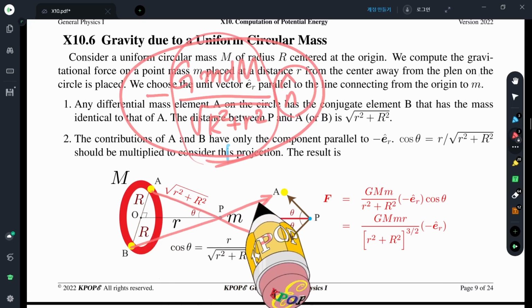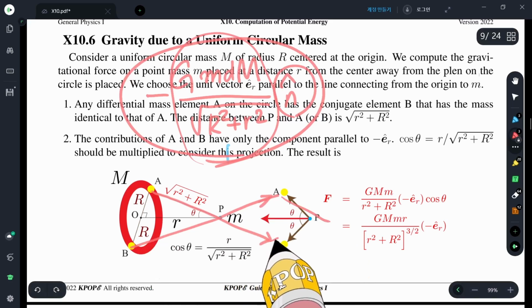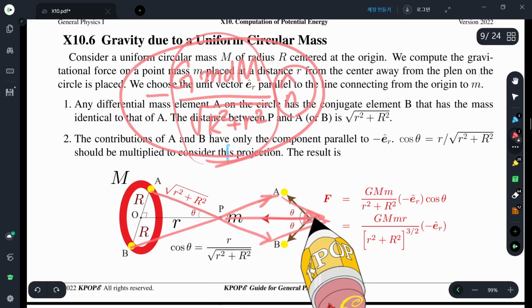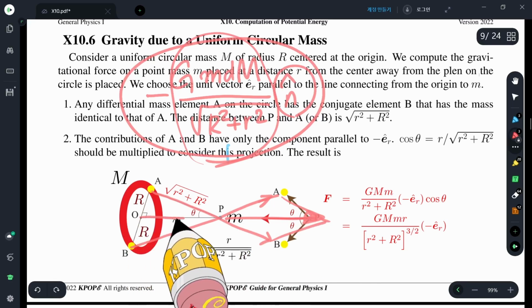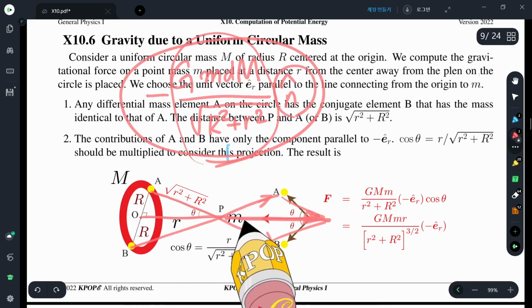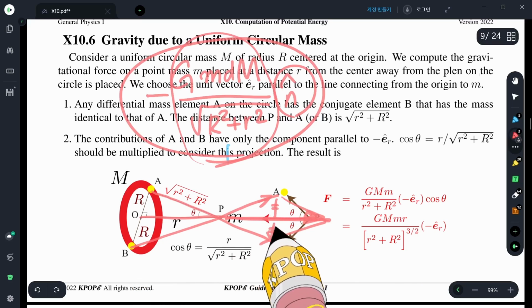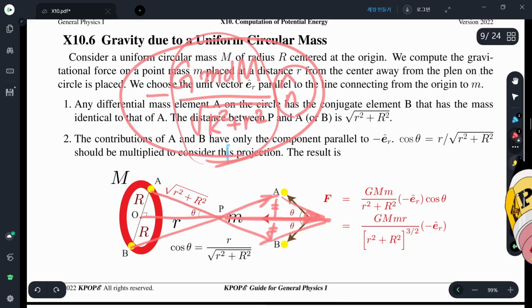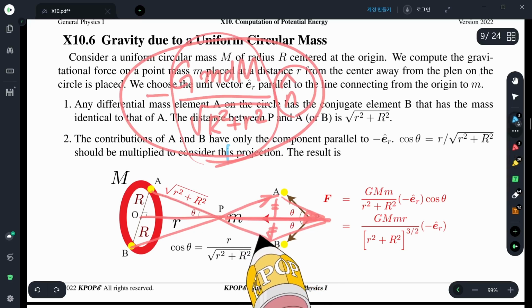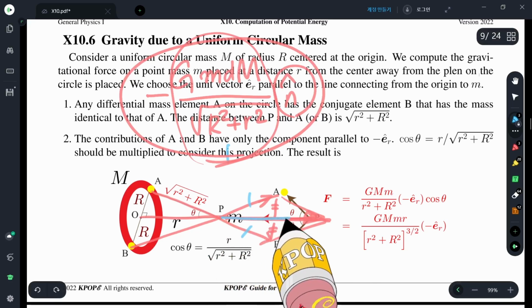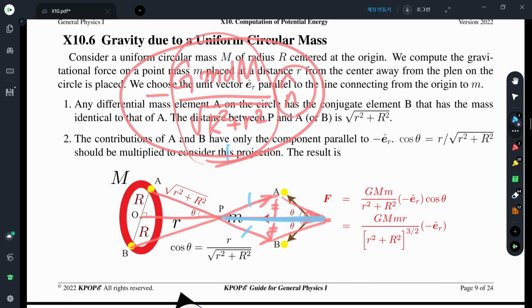And if we sum these two, we have this amount that is parallel. So this is anti-parallel, perpendicular component. Two perpendicular components cancel exactly. So only this component is double. So only that component survives.